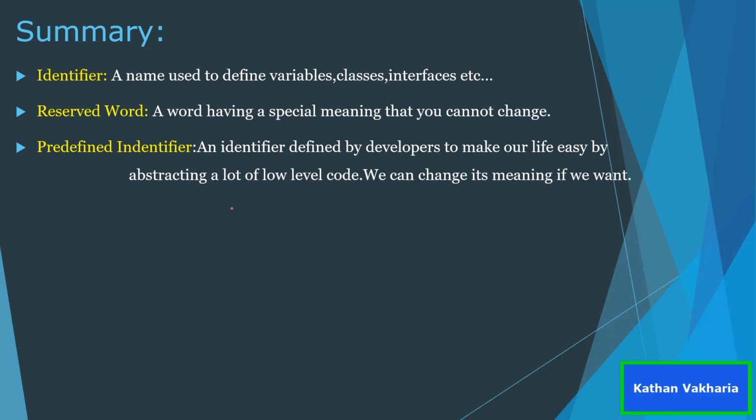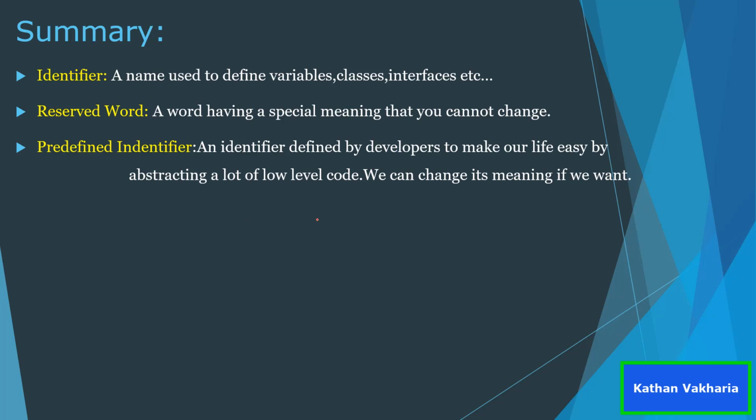A predefined identifier is an identifier defined by the developers to make our lives easy by abstracting a lot of low-level code. If you really want to see how that println method is written at low level, try googling around the code. You will see there is a lot of hard work going on behind that simple println method. We can change its meaning if we want. You are under no obligation to use println as defined; it is not mandatory. You can use println as your own method name and do additional stuff.